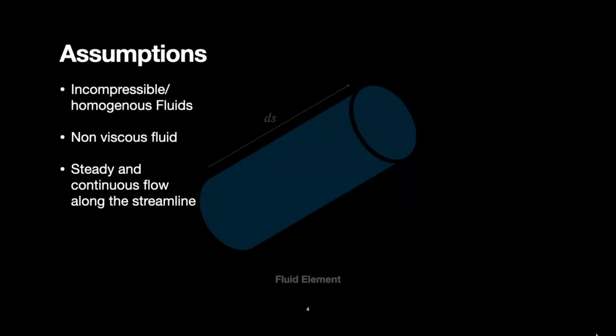That's really important because if density changes, then we have to take in more factors, and we have to model the density that's flowing inwards and flowing outwards. And the fluid is going to be non-viscous, so we are also going to ignore viscosity here. Flow is going to be steady and continuous along the streamline.